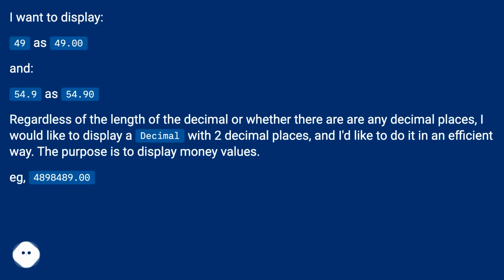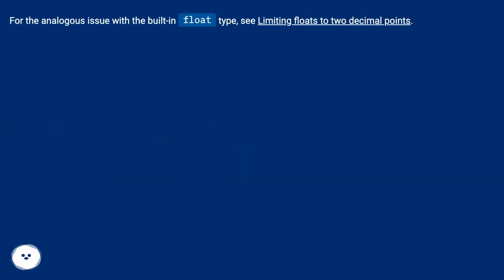The purpose is to display money values, e.g., 4,898,489.00. For the analogous issue with the built-in float type, see limiting floats to two decimal points.